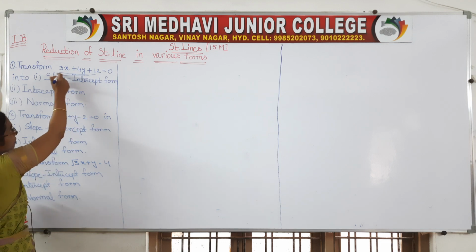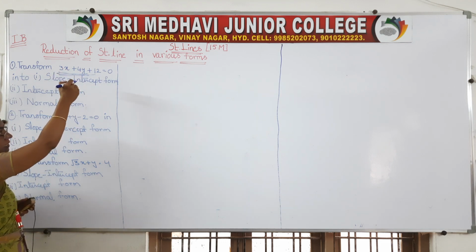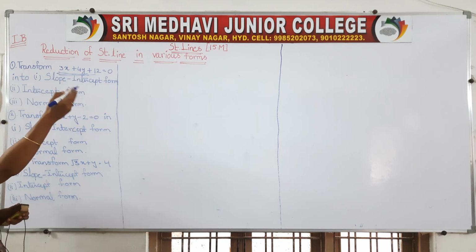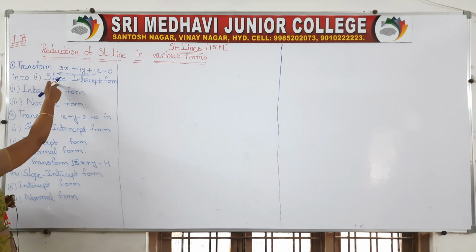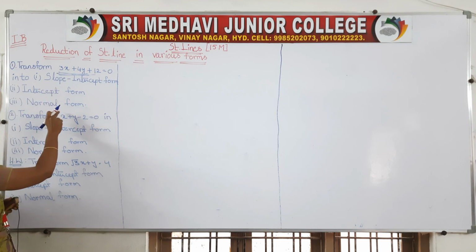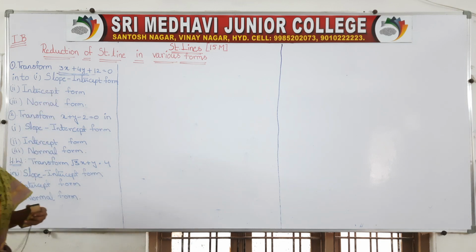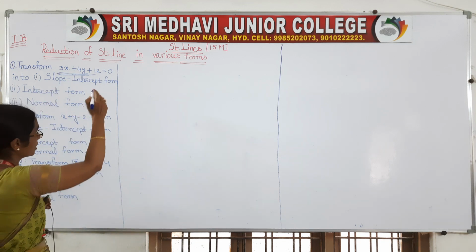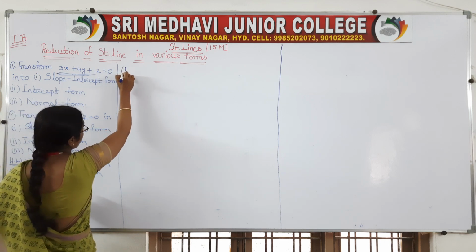This is the straight line equation. We are reducing this straight line into various, different forms. Mainly 3 forms: slope intercept form, intercept form, normal form. Now I will explain how we will reduce this into 3 forms.